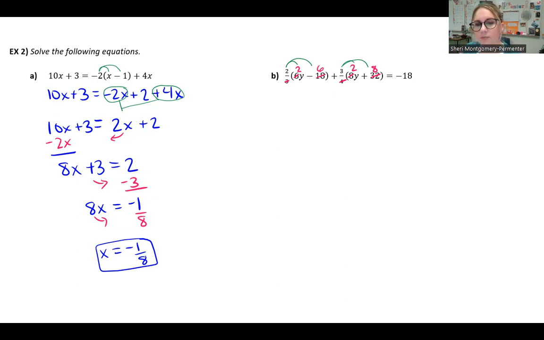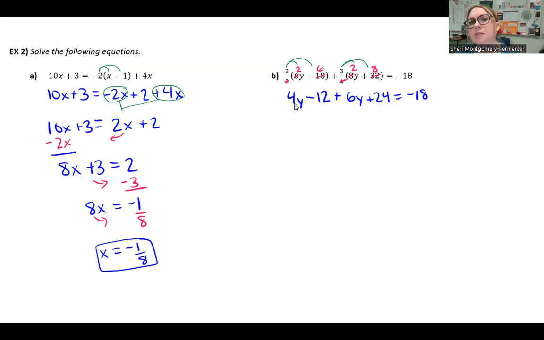So I've got 2 times 2 is 4. And then 2 times a negative, that'll be a negative. 2 times 6 will be 12. And then I've got positive 3 times 2, so that'll be 6. And then positive 3 times 8. Yep. I got no more fractions.